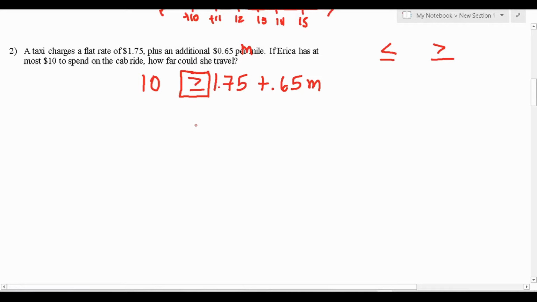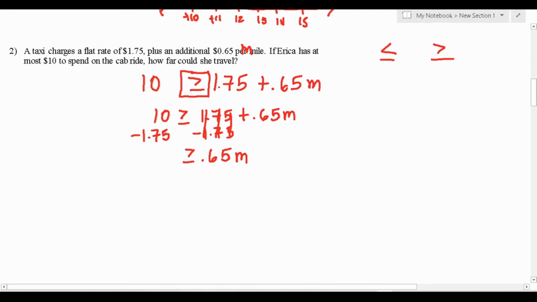Now, to solve this problem, it's a matter of solving for m. And let's go ahead and rewrite the equation before we proceed. And again, the first thing we're going to do is subtract 1.75 from both sides. This is going to cross out. And on this side of the equation, we're going to be left with 0.65m is less than or equal to 10 minus 1.75.